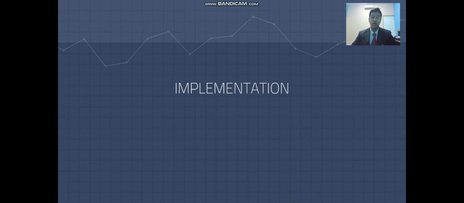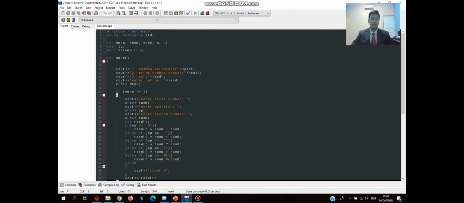My name is Deni Otto Tehupuring from CCIT. Now I would like to discuss the implementation of the prime number factorization algorithm. It is implemented on a simple calculator as a prime number checker. This is our source code for the implementation: the calculator and the prime number checker.